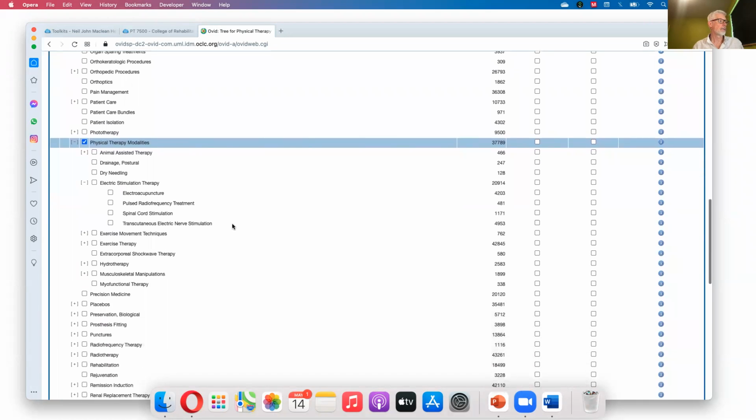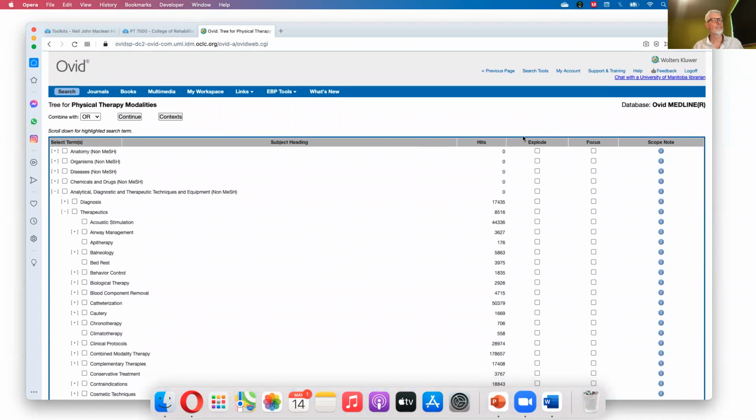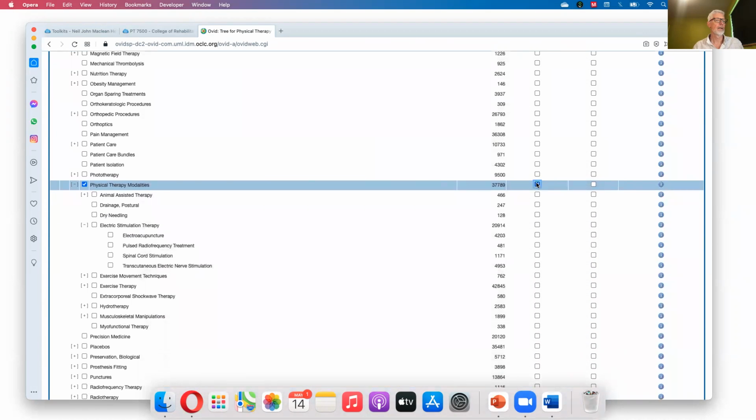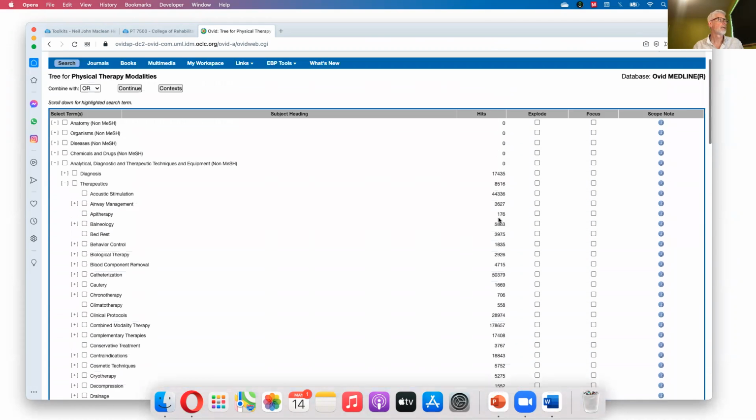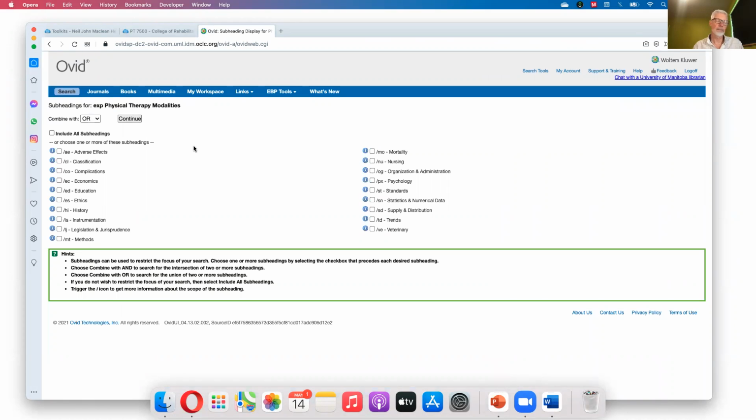And so if I wanted to do a search, and I'm not really concerned with the very specific type of physical therapy modalities, I just want to find all of them, I can do that with explode. If I look at the top here, you can see that this column is the explode column. And I go back down, I would put explode in that, click on continue. Here are those subheadings that I was talking about. It's a way of refining that search, but this is not a good place to do that. Use the rest of your search to refine your search. So I'll click continue again.